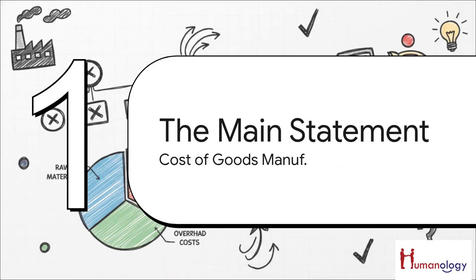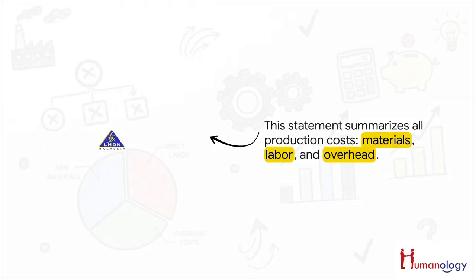So all of these pieces we've been talking about, the three costs, the flow-through inventory, they all come together in one very important document, the Statement of Cost of Goods Manufactured. And this is it. This is the grand summary.